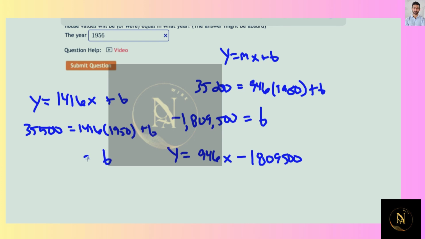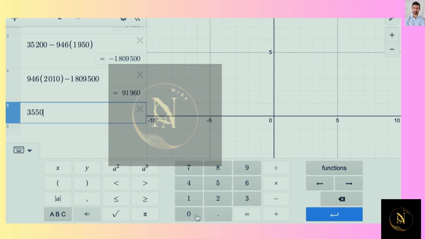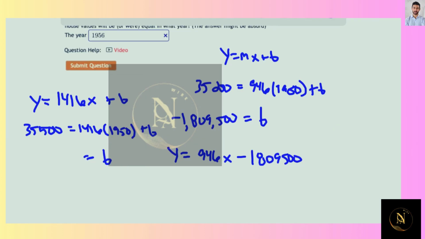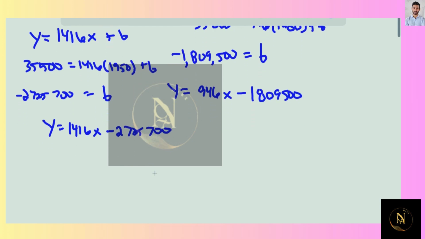So we'll find the b value by subtracting from 35,500, 1416 times 1950, which gives us negative 2,725,700. And so that formula would be 1416x minus 2,725,700. And now we've got to set these equal to each other to find out when they were the same.